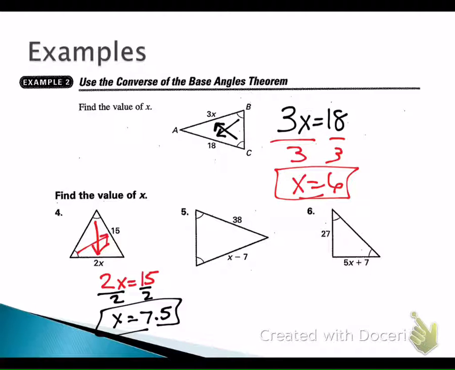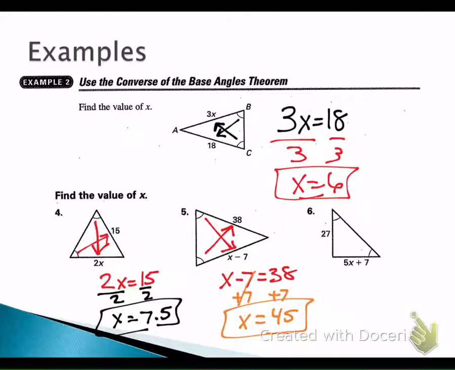All right, number 5. If the angles are congruent, what do I know about the sides? Also congruent. So this time x minus 7 equals 38. Then you add 7 to both sides. X equals 45. Good.